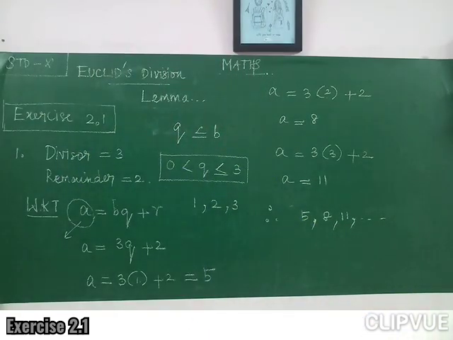The required positive integers are 5, 8, 11 and so on. Take the number 5. If you divide by 3, it leaves a remainder 2. Take the number 8. If you divide by 3, it leaves a remainder 2. Take the next one, 11. When we divide 11 by 3, it leaves a remainder. What is the remainder? 2. And so on. It is a very easy as well as important question.